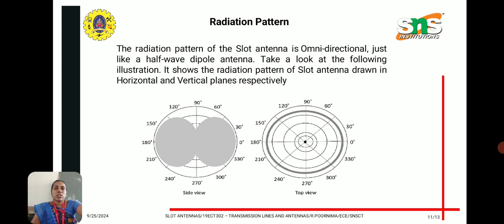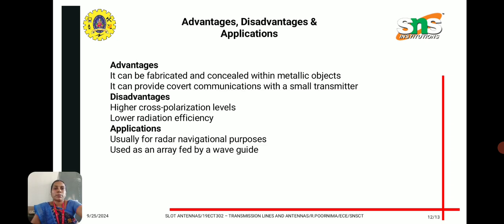Here the radiation pattern is shown. The radiation pattern is used to identify the radiation characteristics. Here it is an omnidirectional pattern, just like the half-wave dipole antenna. It shows the radiation pattern of the slot antenna in the horizontal and vertical planes respectively.